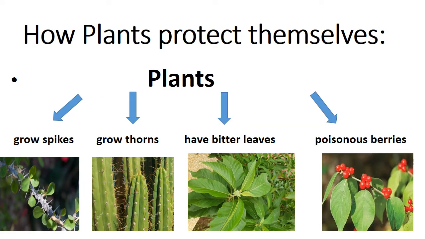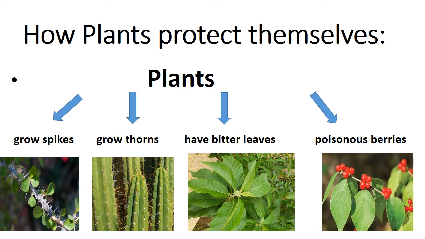How plants protect themselves. Plants basically protect themselves in four ways. Some plants grow spikes. Spikes are basically the needles that help the plant to protect itself from its enemies. Some of the plants that grow in desert areas have thorns.